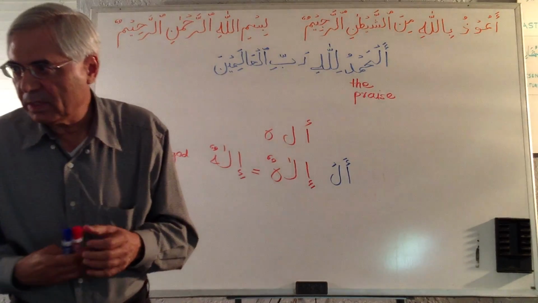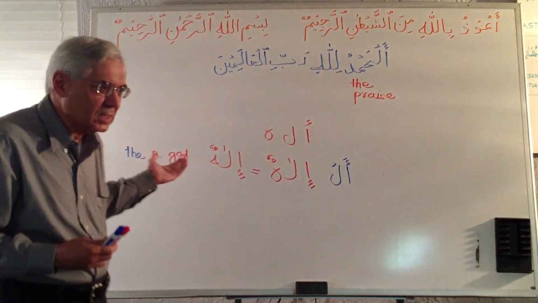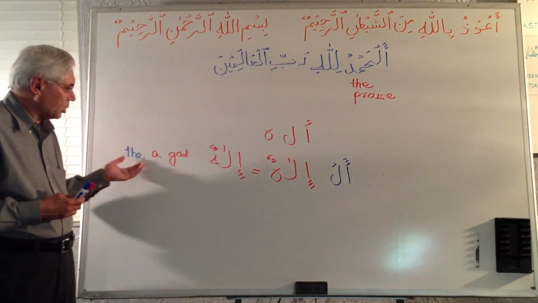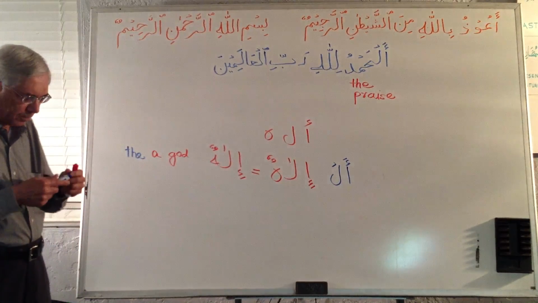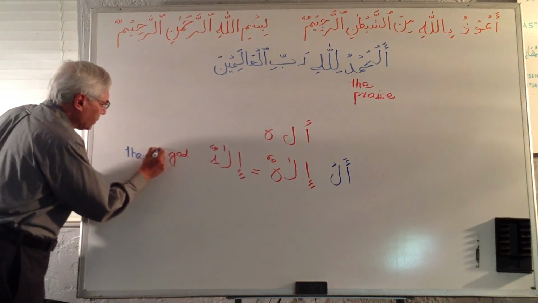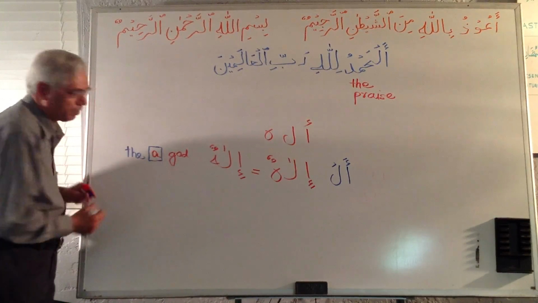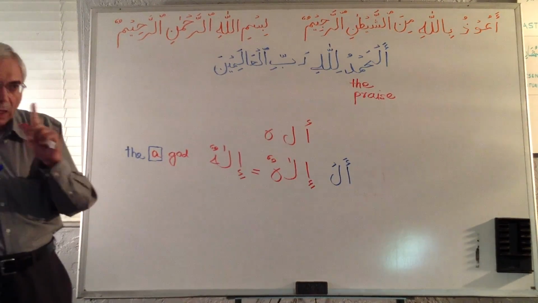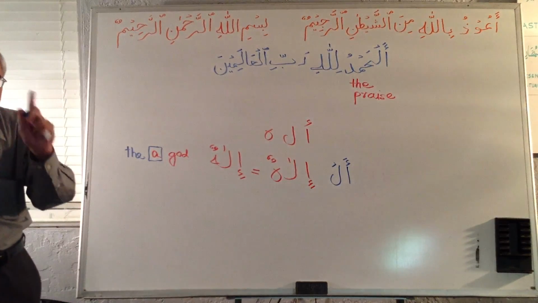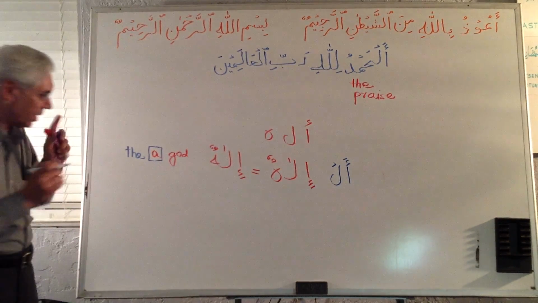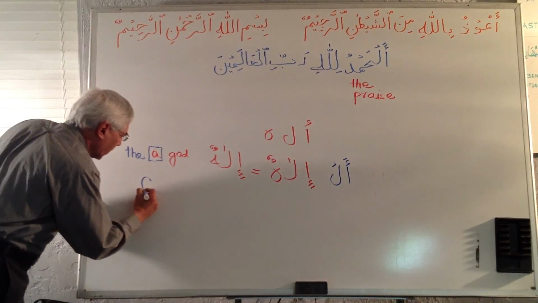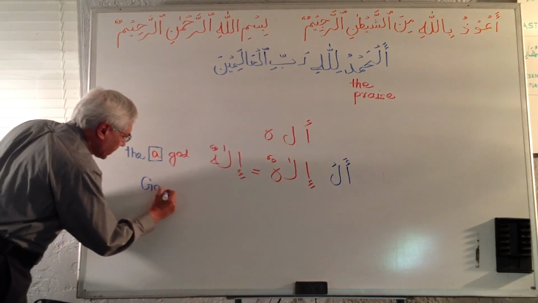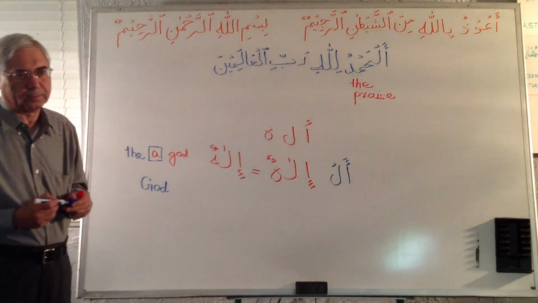Al means the. Again, the sentence is wrong here, because a and da are together. So you remove this da from here. Okay. So what is left here? The God. The specific, the definite. Okay. In English, we write down the God as capital G, God.